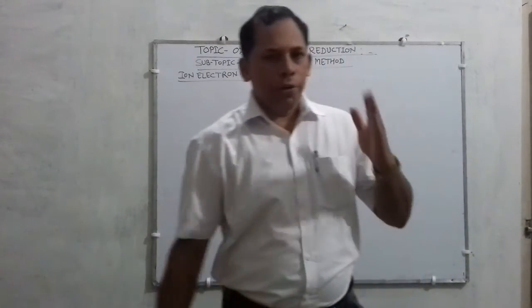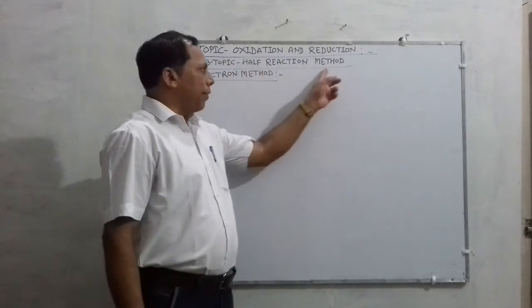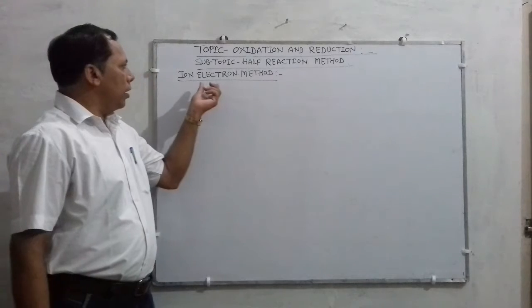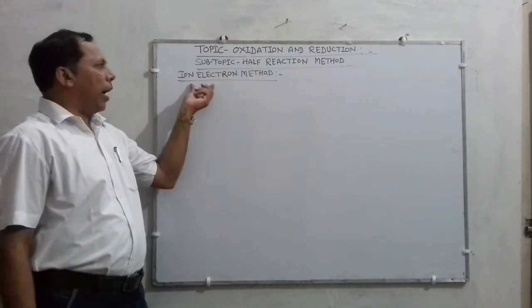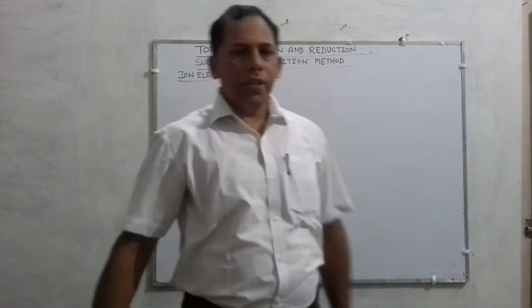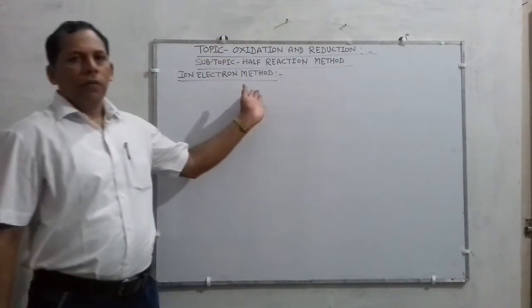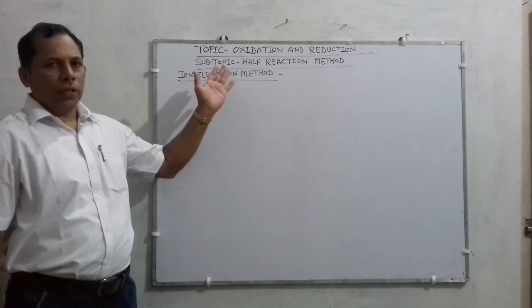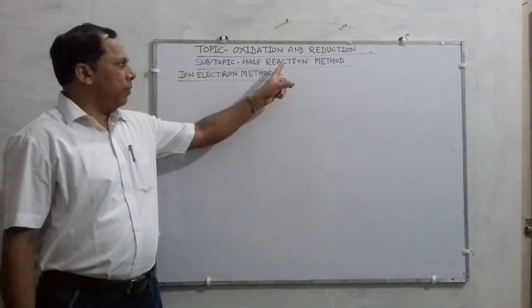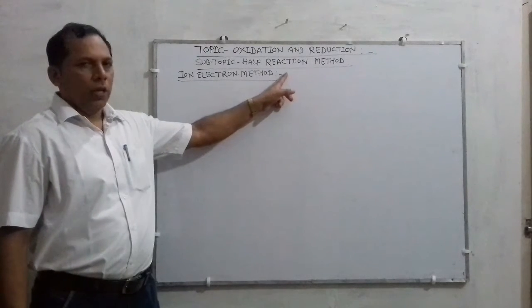There are two methods of balancing a chemical reaction. The first is called the half reaction method, also known as the ion electron method, and the second is known as the oxidation number method. Both methods are utilized for balancing chemical reactions, and although both are important, the first method is very important.